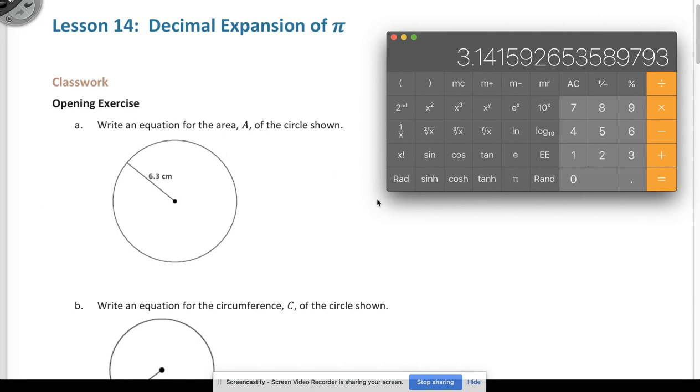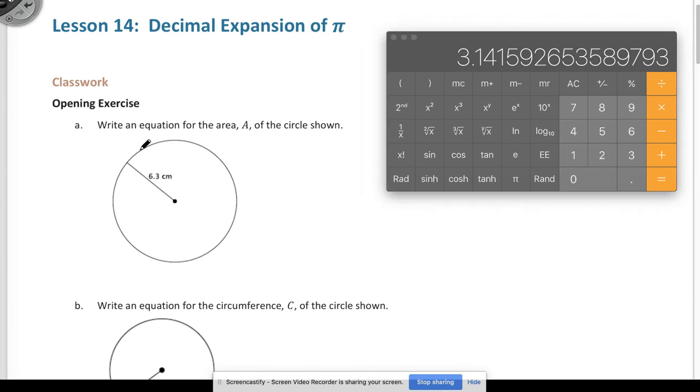Now, if you're on an Apple phone or an iPhone, then you do have this. It's right down here because that's what I'm using. If you don't, scientific calculators, most of them do. It might just be a command that you have to put in ahead of time. So if you're unsure how to use your calculator, make sure you come see me.